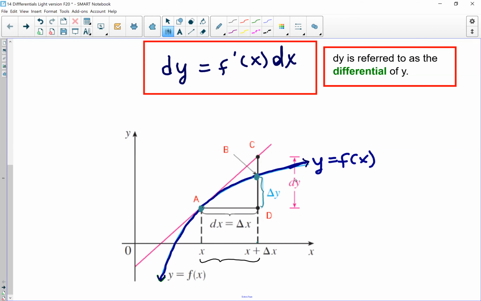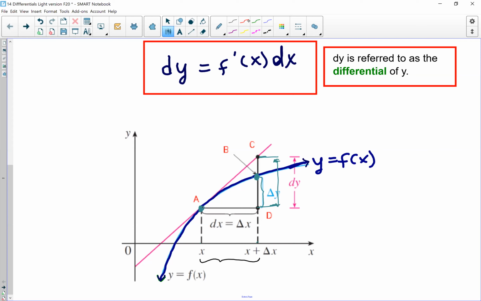And basically dy is, if you were to draw the tangent line right there, which is given by the pink line, dy is basically this distance from here to here. So this is your dy. So we're estimating delta y using dy, using a derivative.